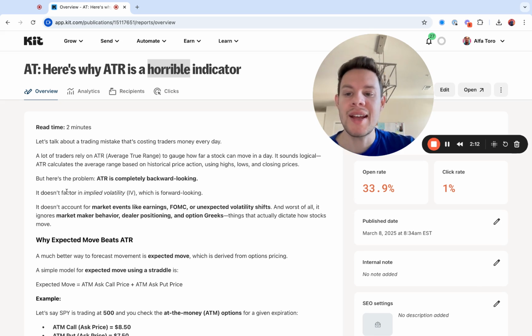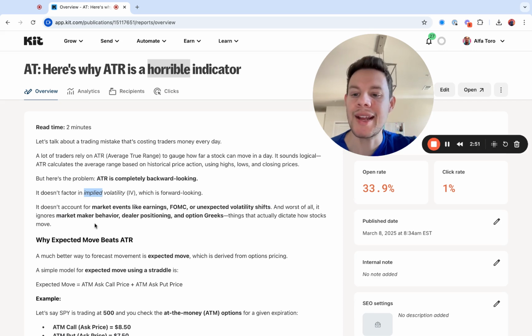The thing with ATR is that it's very one dimensional. It does not factor in implied volatility, which is forward looking, and which you will never be able to get in the ATR indicator because it's based on price action from past data. Implied volatility is something you have to get from the option chain itself. You have to look at the IV because that tells you the forward-looking implied volatility. It's an anticipating, forward-looking metric. So ATR doesn't account for market events like earnings, FOMC, or unexpected volatility shifts.